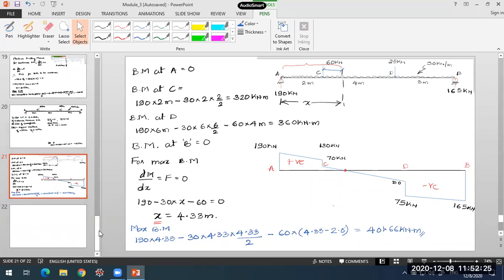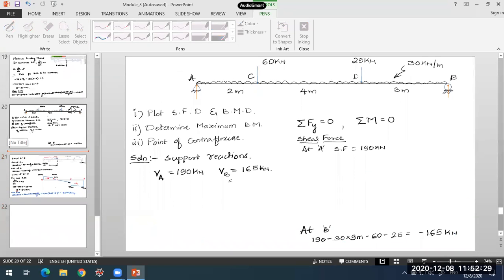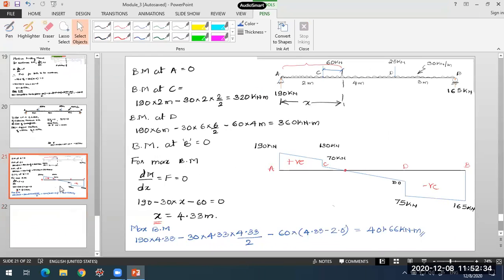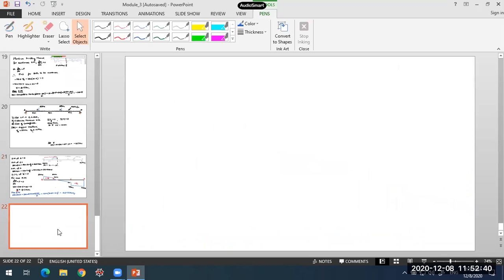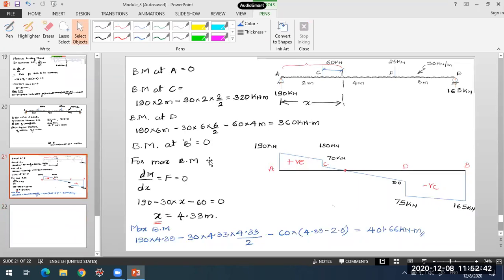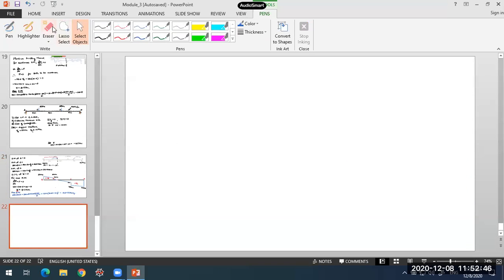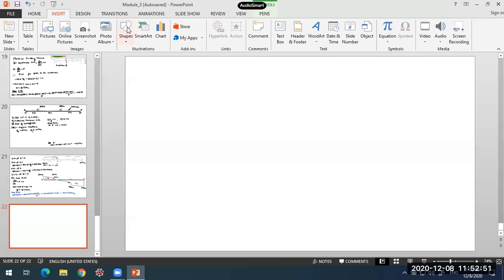You will be asked to find out the maximum bending moment here. Now we'll plot the bending moment diagram. A point of contraflexure has been asked. In this you will not come across any point of contraflexure because the bending moments are all positive. They are not changing sign over here. So this will not have any point of contraflexure. Now we'll finish with the bending moment diagram.